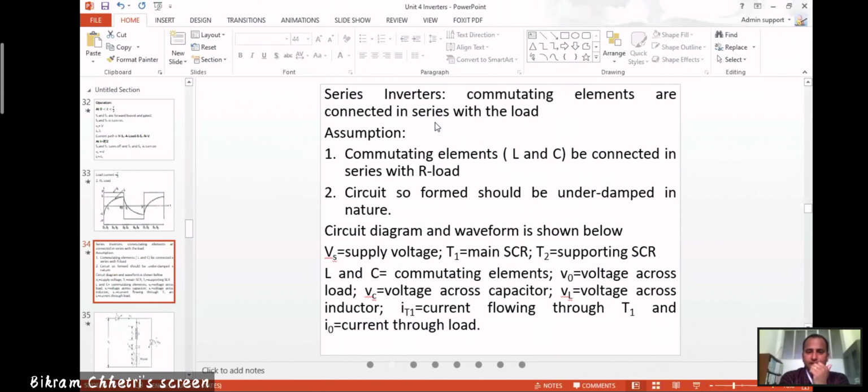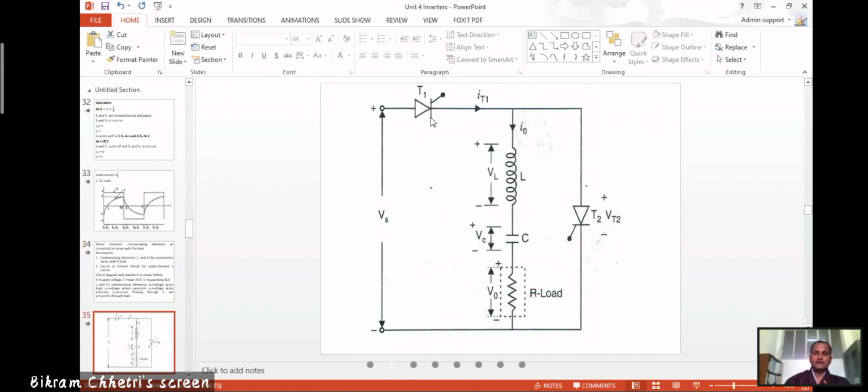Now, circuit diagrams and waveforms are shown below. This is the series inverter where VS is the source voltage, T1 is the main SCR, T2 is the supporting SCR, L and C are commutating elements. These two are the commutating elements.